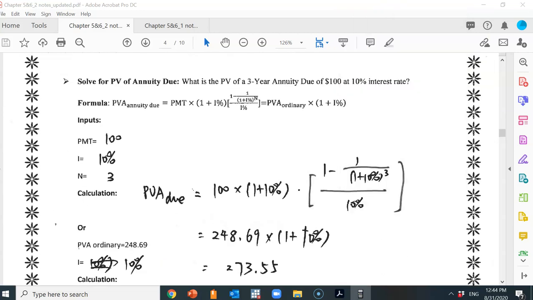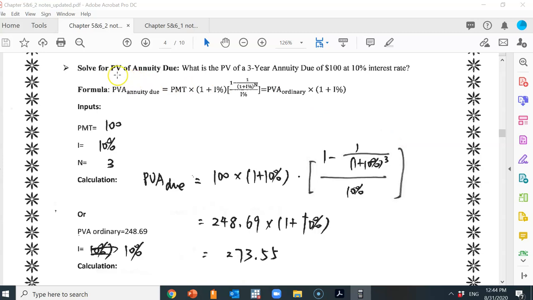Okay, let's look at another example here about the present value of this same annuity due. The formula is a little bit similar, but a little different. We can use payment 100 multiplied by 1 plus 10%, multiplied by 1 minus 1 over 1 plus 10% cubed, divided by 10%. Or we can use the present value of ordinary annuity we just got, 248.69, multiplied by 1 plus 10%. So we have 273.55 as the present value of this annuity due.